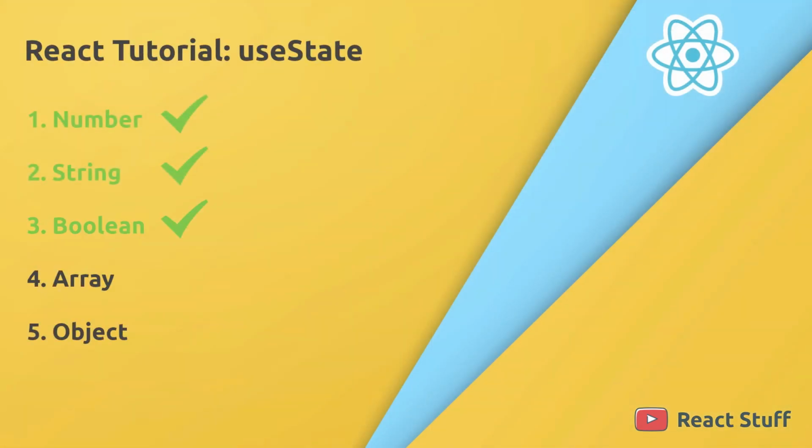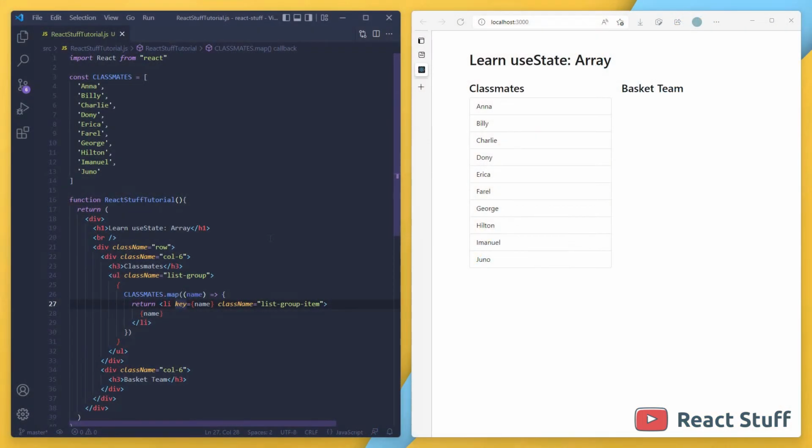Next tutorial, state of array. As you can see, I've prepared an array containing the names of classmates. The idea is, we will create an array state of basketball team members and make it so it can pick any names from classmates, and of course remove selected names as well. In other words, we will learn how to add and remove an item from array state in ReactJS.